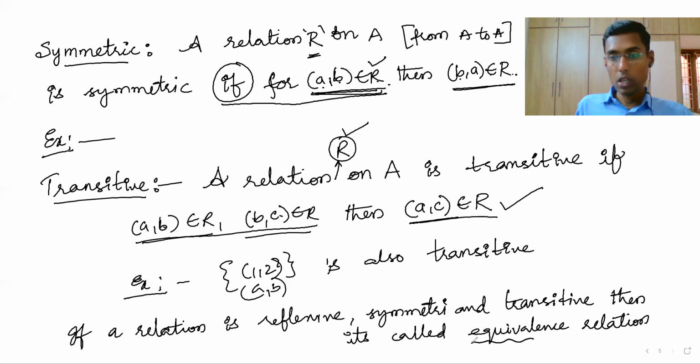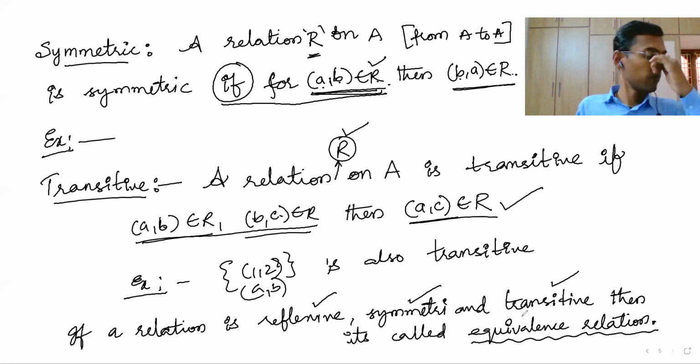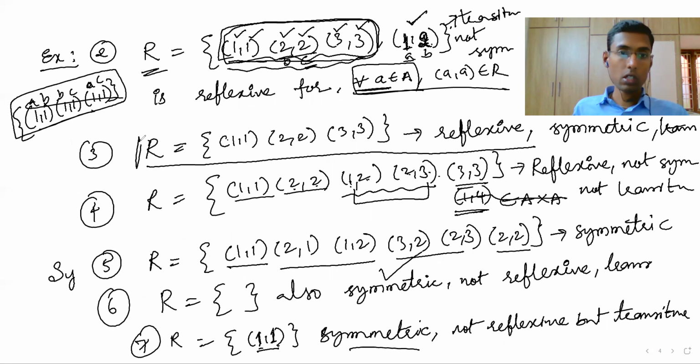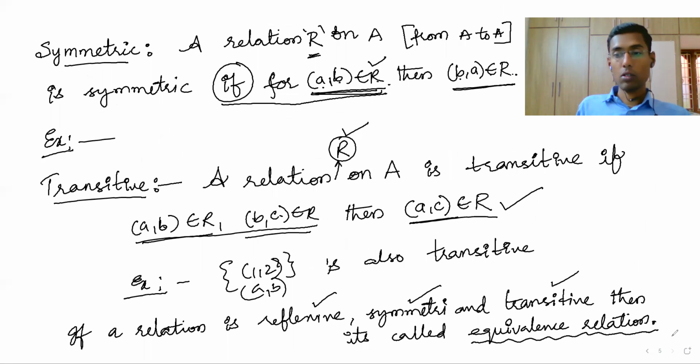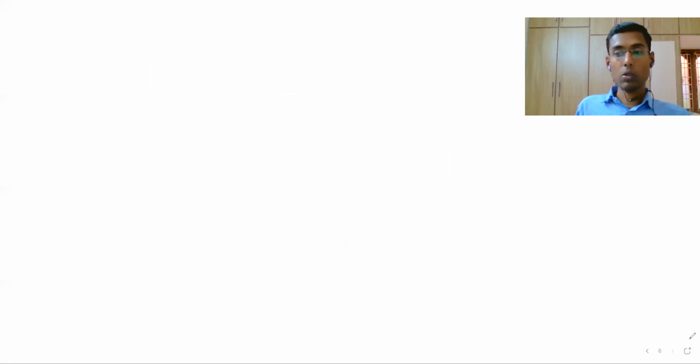Another relation name. What is the name? Equivalence relation. What is this equivalence relation? If a relation is reflexive, symmetric, transitive, then it's called equivalence relation. Got it? If the relation is satisfying all 3, reflexive, symmetric, and transitive, then it's called equivalence relation. So here you see, this is reflexive, symmetric, and also transitive. Equivalence relation. Yes, sir. Got it. So this is the first part. Then we will see the next part.